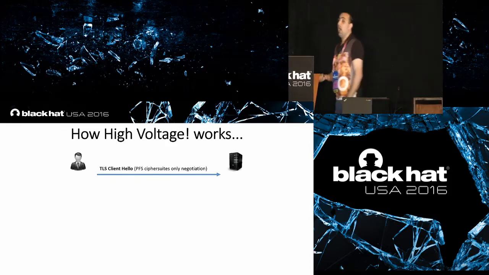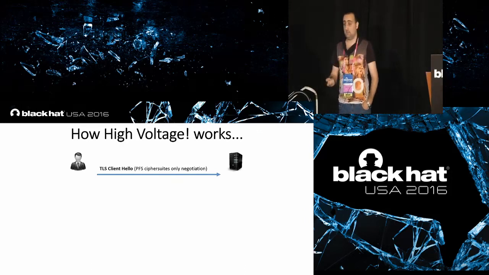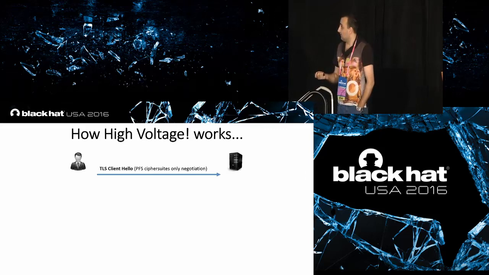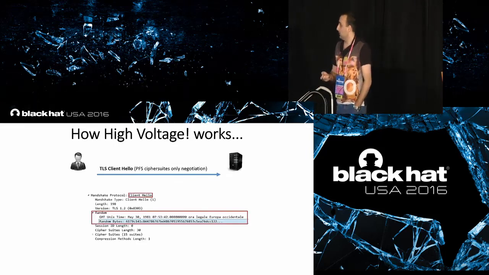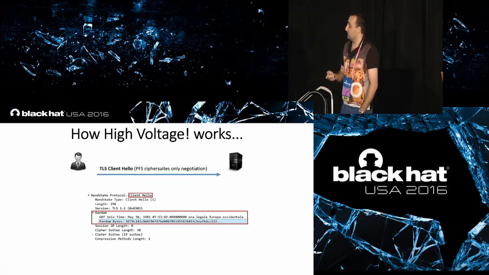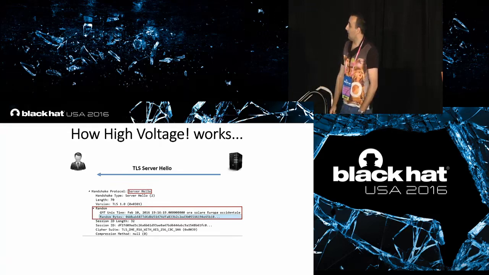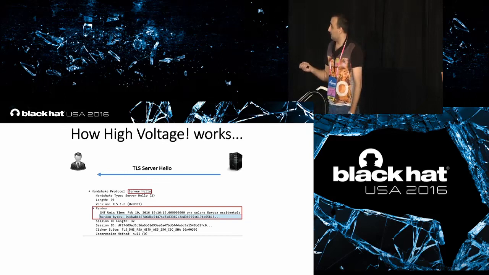So this is how the tool that you have seen previously basically works. It sends a TLS client hello message negotiating perfect forward secrecy cipher suites only. And it takes note of a 32-byte structure, which is called the random structure. The server answers with the TLS server hello packet. And in this case as well, the tool takes note of the 32-byte random structure.